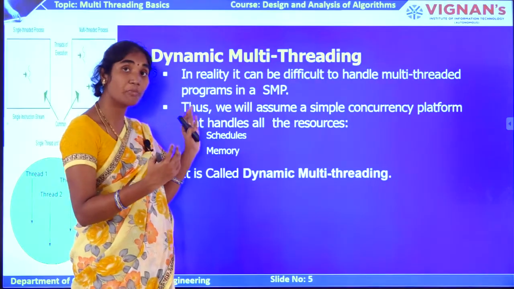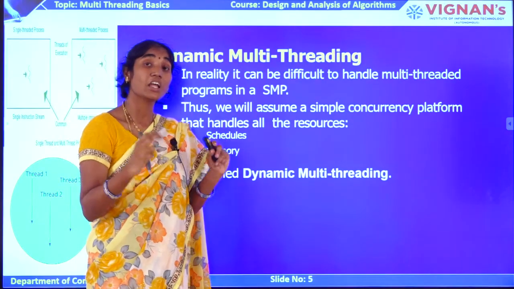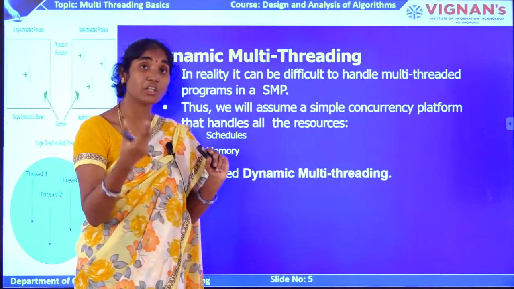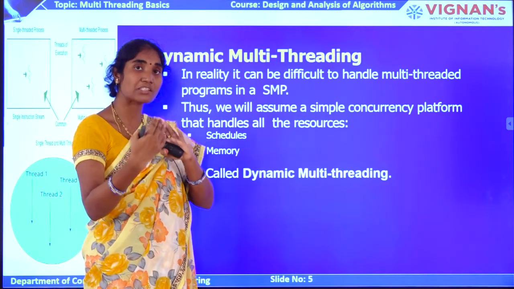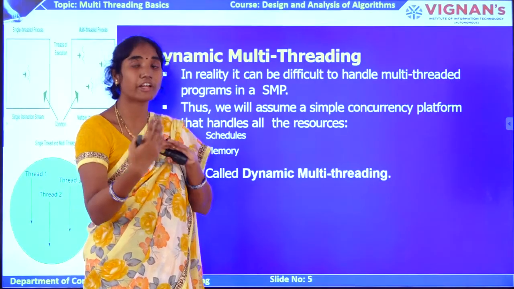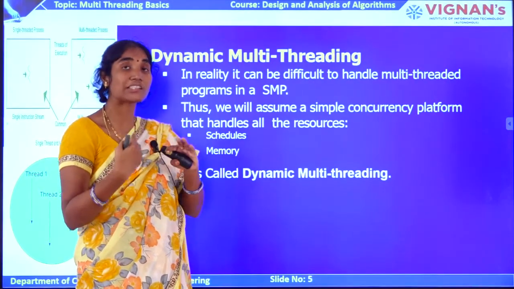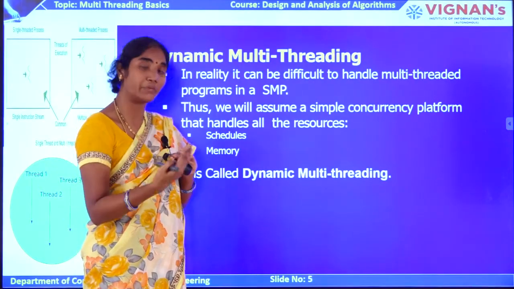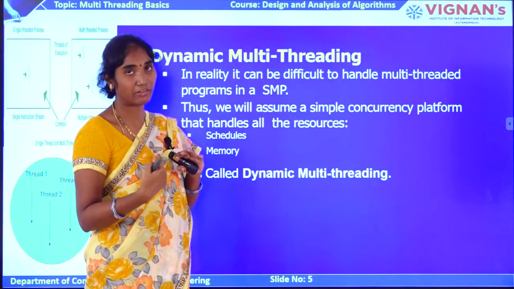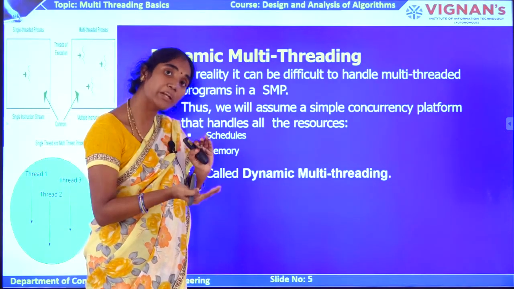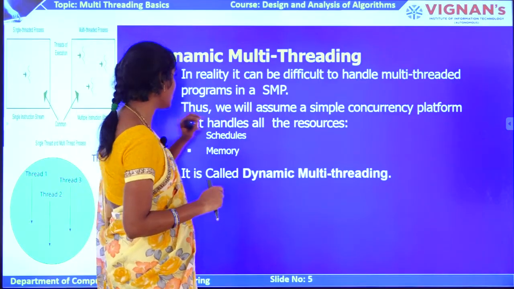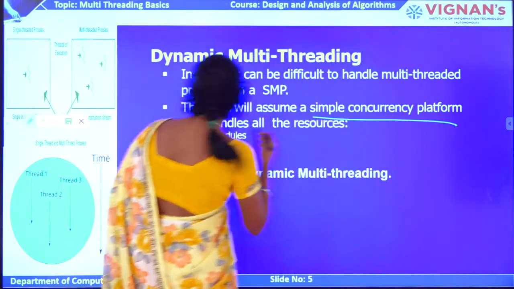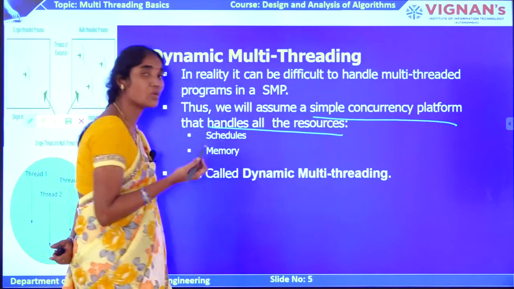We are going to assume a concurrency platform, that is, where I want to execute the processes, or the corresponding applications, running in parallel or concurrently. We want to execute all these processes to achieve multi-threading, or dynamic multi-threading. So here I have to incorporate even the concurrency control also. Thus we will assume a simple concurrency platform that handles all the resources.